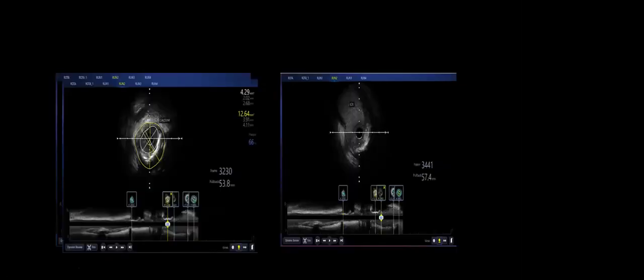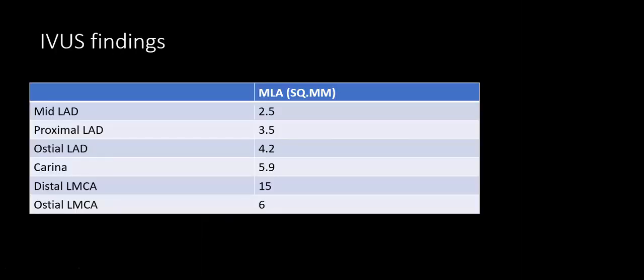So you can see the dense arc of calcium here. It's more than 180 degrees, more than 2/3. So these were the IVUS findings. At the mid LAD had the tightest stenosis with dense calcium.